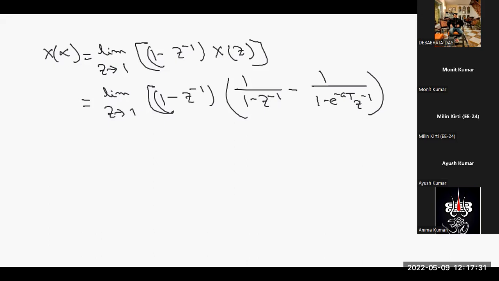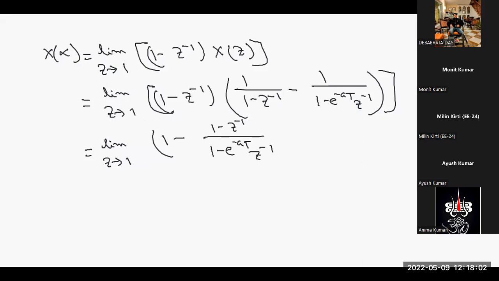Now you have to calculate. This is basically 1 minus z inverse multiplied by this part also. So the equation is coming, that is limit z tends to 1, this one multiplied by this one. This one is cut. That is the 1 minus z inverse divided by 1 minus e to the power minus at z inverse.